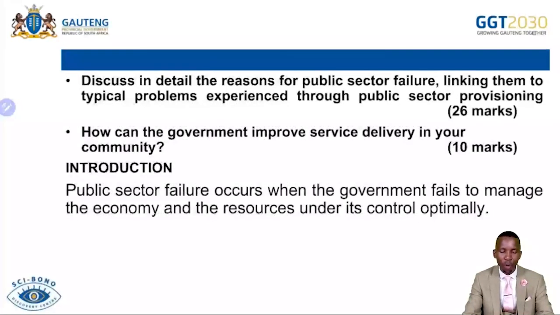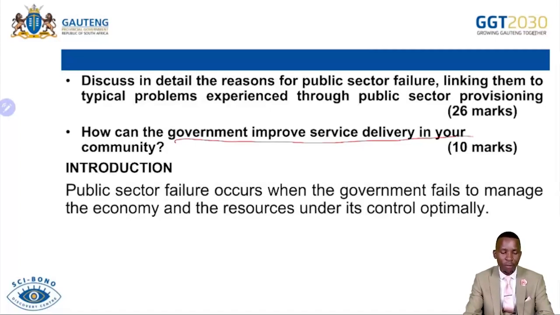And then this is an example of an essay. Discuss in detail reasons for public sector failure, linking them to typical problems experienced through public sector provisioning, 26 marks. And then how can the government improve service delivery in your community? That is 10 marks. So this becomes an open question. However, it needs the content under public sector so that you can support it.